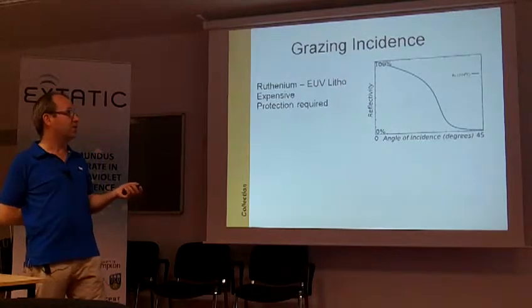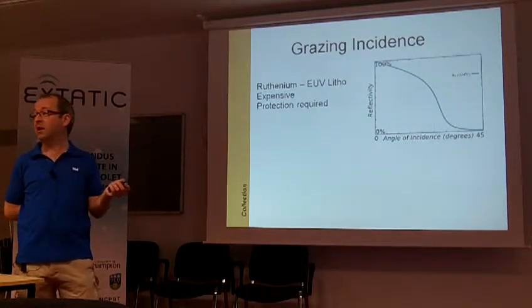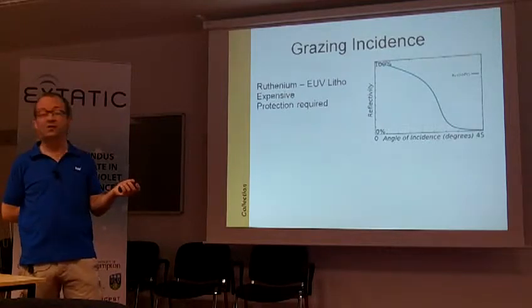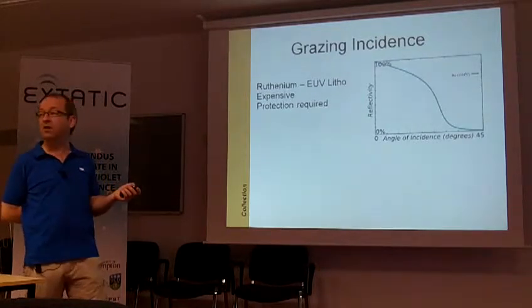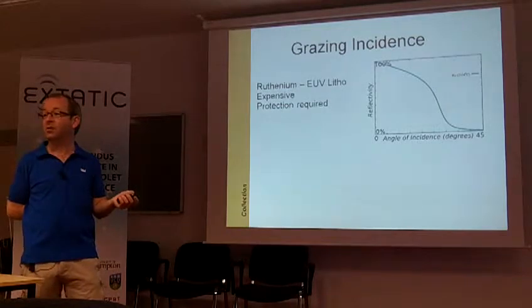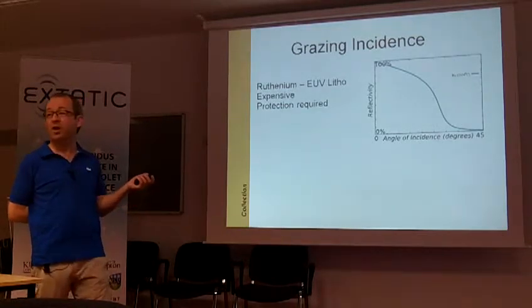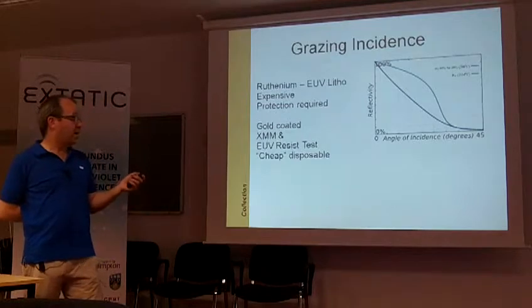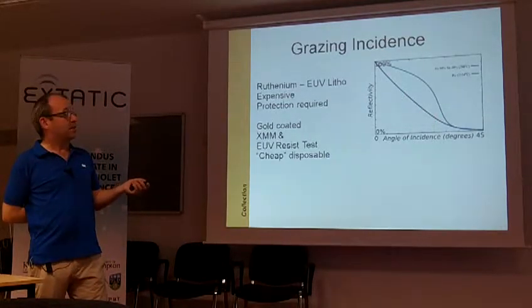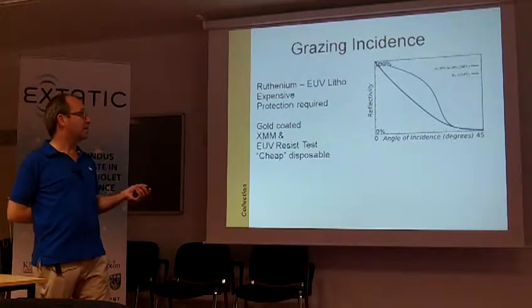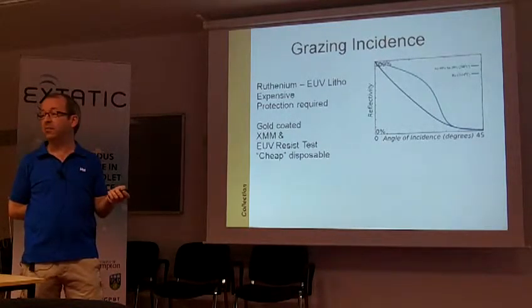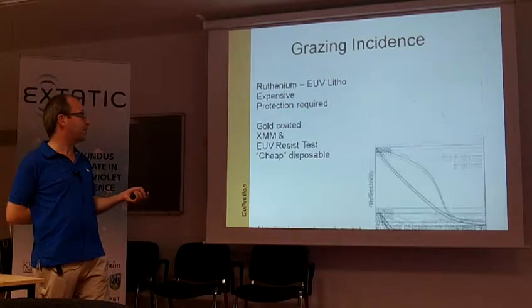Typical grazing incidence mirrors that are used currently, ruthenium mirrors are used in very high power sources where high power transfer is required, because the reflectivity is quite high, out to about 30 degrees. So these are manufactured by Media Lario, and they were being made by Carl Zeiss as well. But they're not really practical for metrology sources because they're too expensive and they require protection. For metrology sources and for other systems, you can use gold-coated grazing incidence optics, and the reflectivity is lower, but they're simpler to manufacture, and they can be more disposable. So if the metrology optics are damaged, they can be replaced.